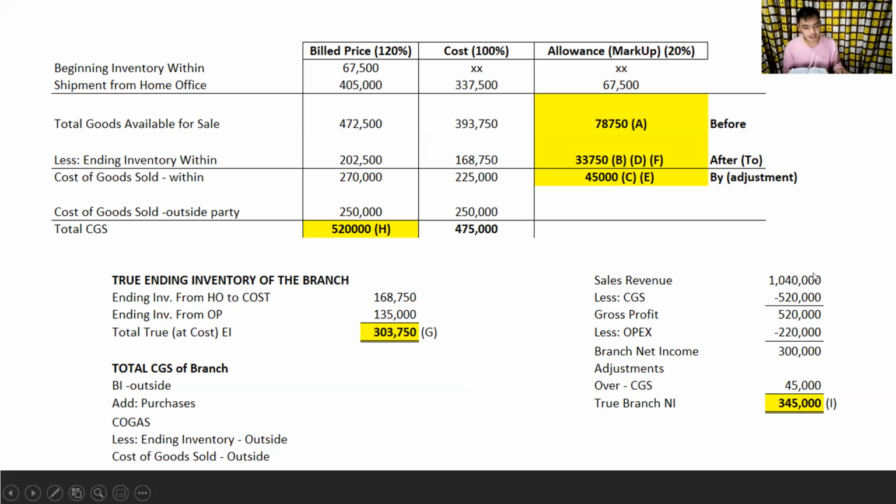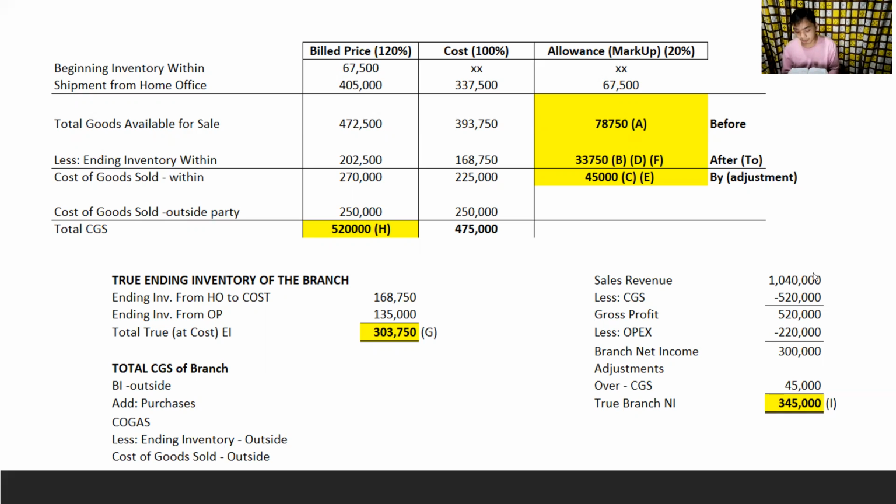Next, ending inventory of 202,500 divided by 1.20, you get 168,750 at cost. So 202,500 minus 168,750, you will get 33,750. This is the answer of letter B, letter D, and letter F.